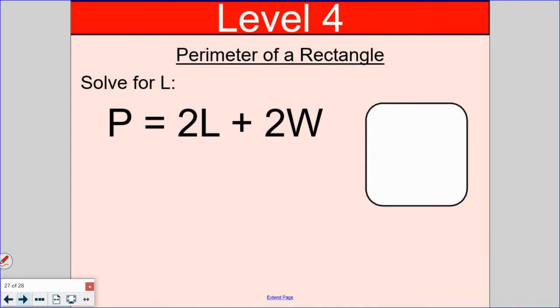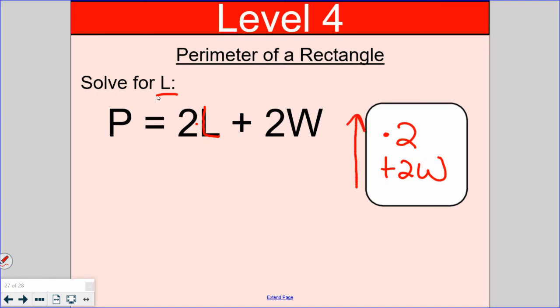This one, we need to solve for L. Okay? So we're looking here at our L. L is being multiplied by 2 is the first thing that's happening. After it multiplies by 2, then we're adding 2w. All right? We want to solve this by doing the opposite operations, and we want to go backwards. Start at the bottom and go up.